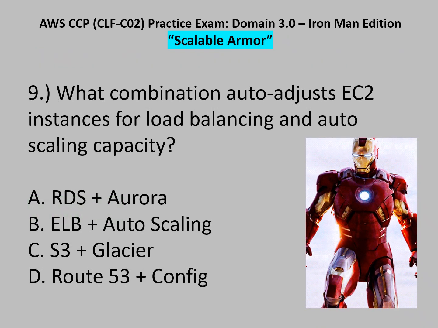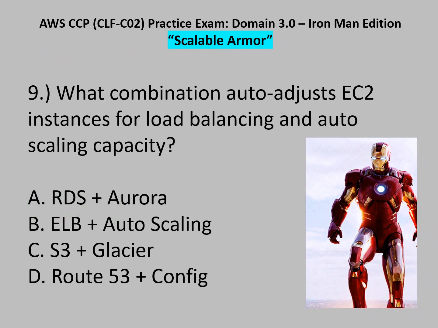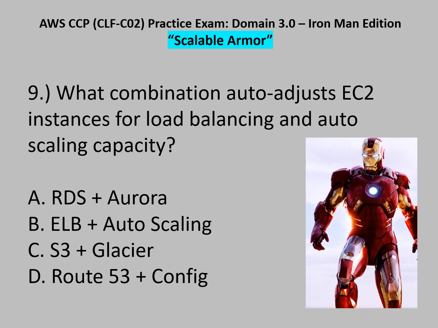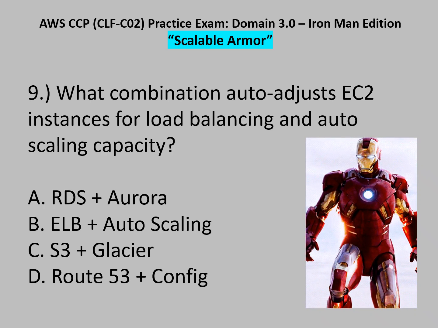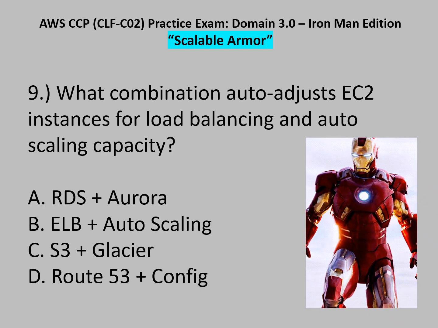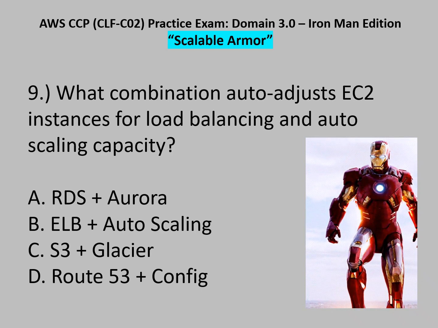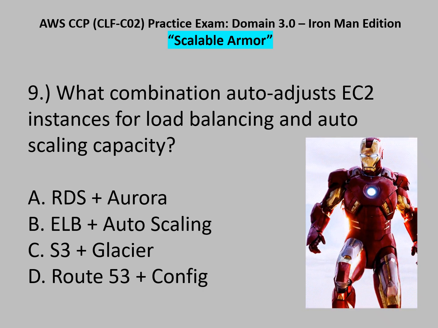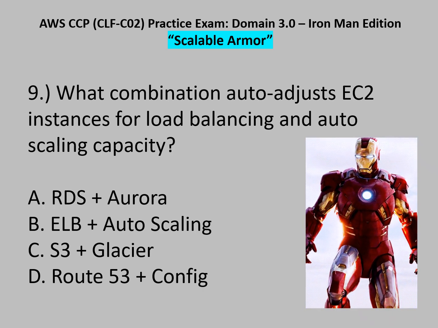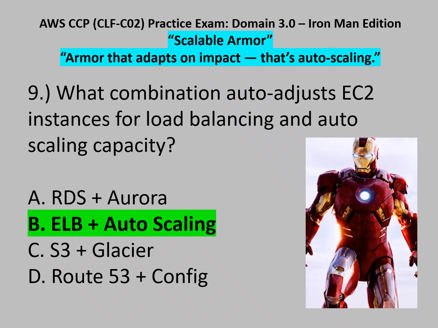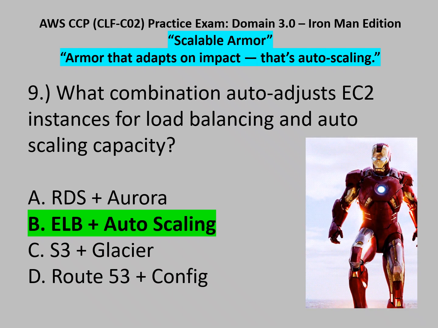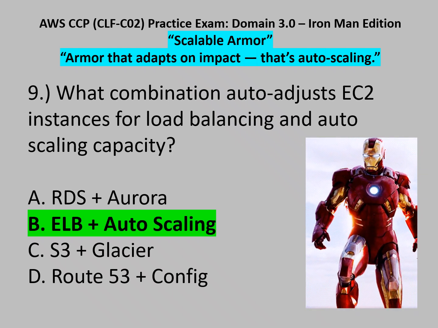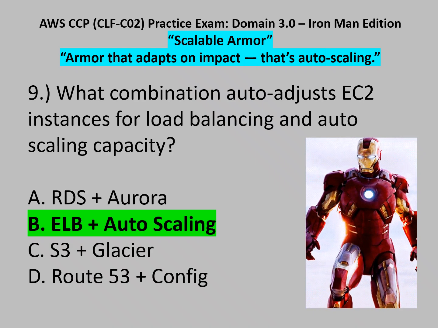Question 9. What combination auto-adjusts EC2 instances for load balancing and auto-scaling capacity? A. RDS plus Aurora. B. ELB plus auto-scaling. C. S3 plus Glacier. D. Route 53 plus Config. The correct answer is B. ELB and auto-scaling. Together, ELB and auto-scaling distribute traffic and adjust instance capacity automatically based on workload.